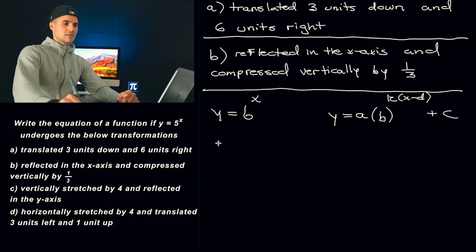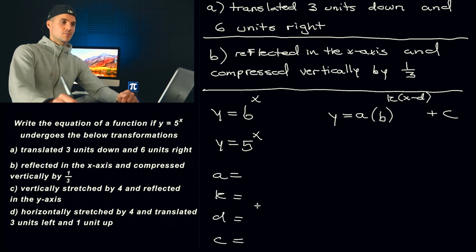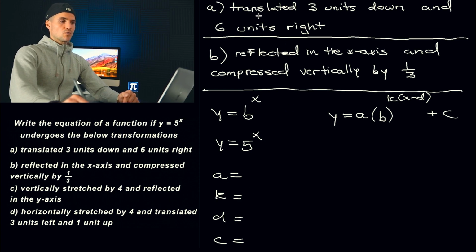Okay, so in this particular case, our parent function is giving us 5 to the power of x, and we got to transform it. So the base is going to be 5. We got to find for each of these scenarios what's the a value going to be, k value, d value, and the c value. So let's go through these here in part A.